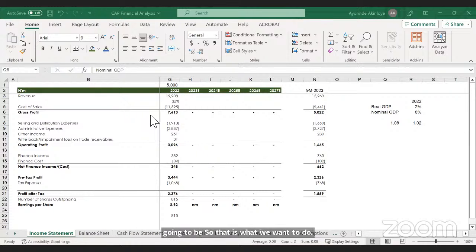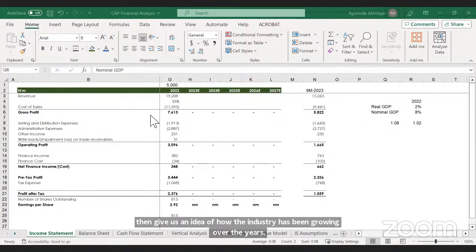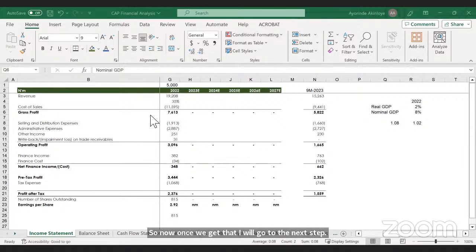So if we're able to get the growth rate for price and the growth rate for quantity, we can multiply the two and get revenue growth. And then it should give us an idea of how the industry has been growing over the years. So once we get that, I will go to the next step, but let's extrapolate this first. I want to confirm if you understand to this point. You understand the nuance around real GDP and nominal GDP and how it relates to price and quantity. Please confirm in the chat box.